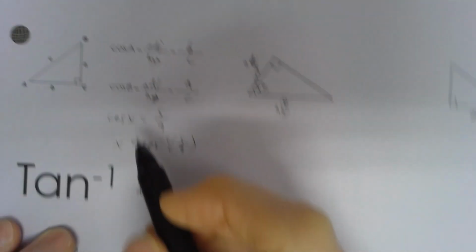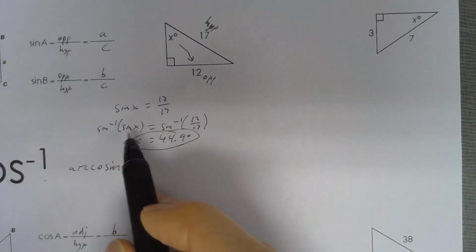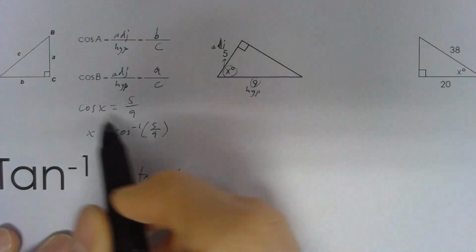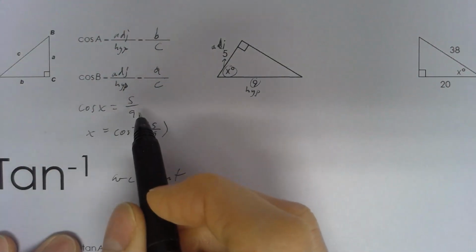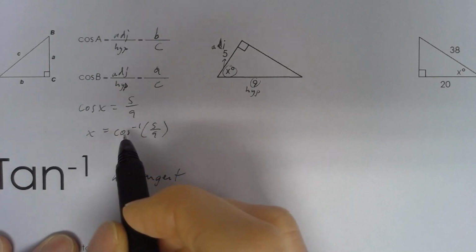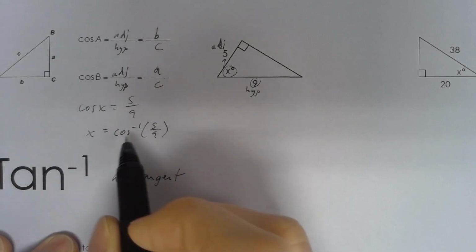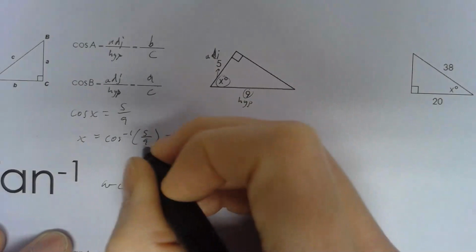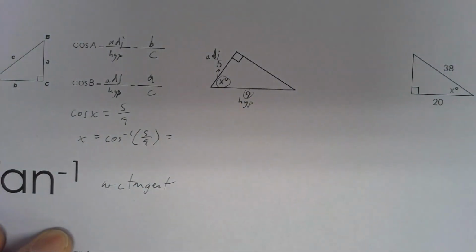So we don't have to actually write out the cosine inverse of cosine of x. I just did that to demonstrate what it is that we're doing. You can go straight from cosine of x is 5/9 to x equals the cosine inverse of 5/9. But what we're doing is we're taking the cosine inverse of both sides.